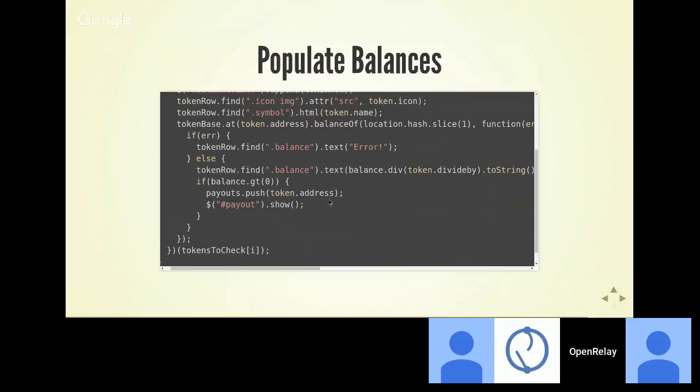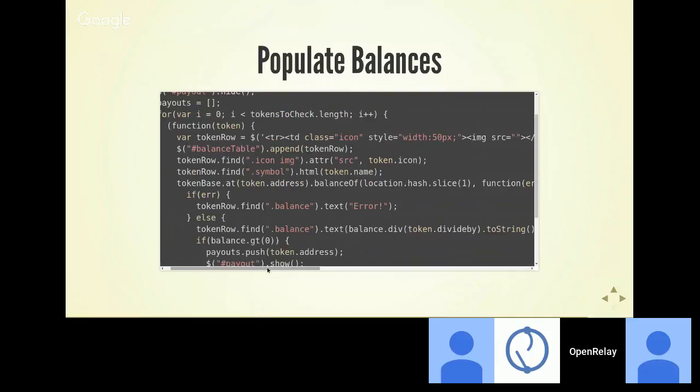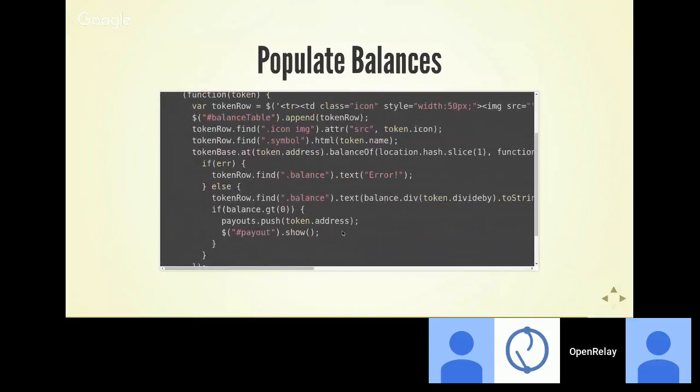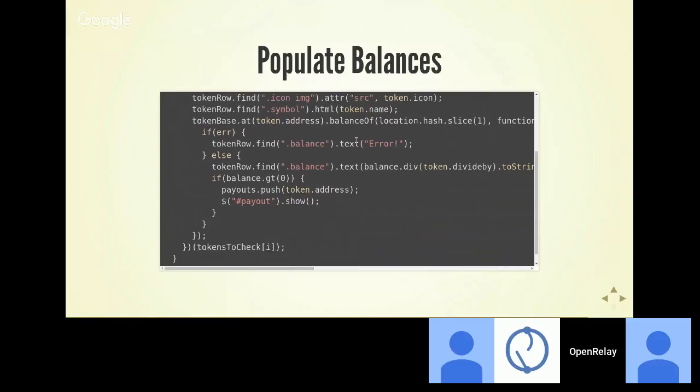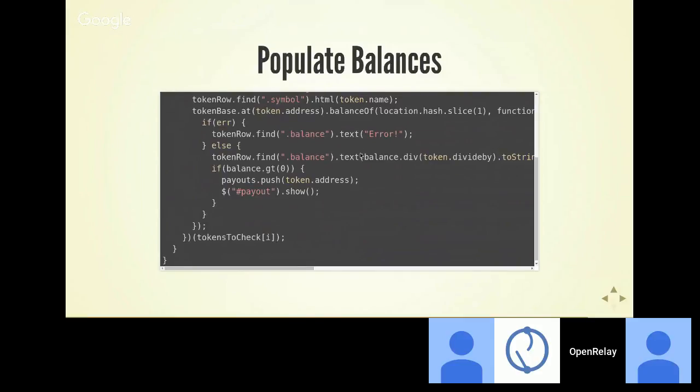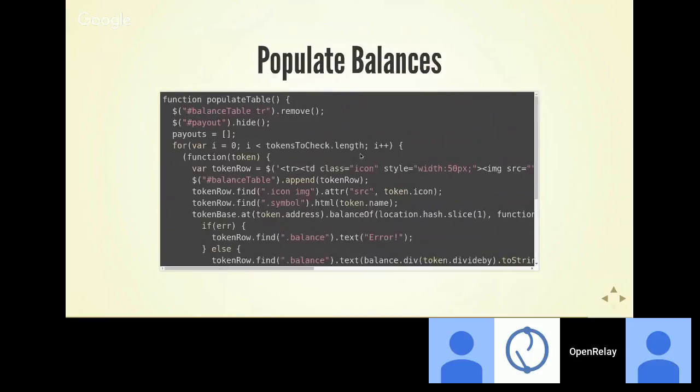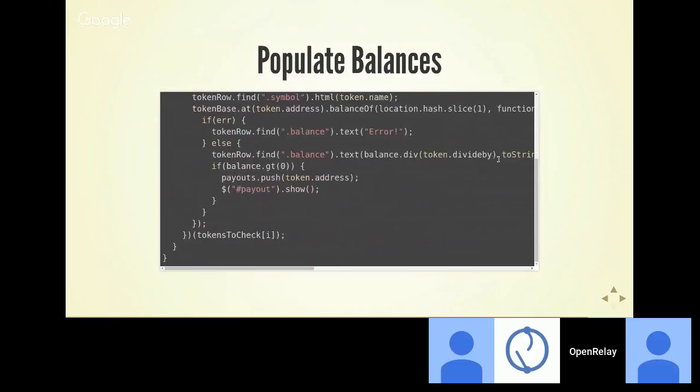show the payout element. Remember, we hid the payout button up here. Down here we show it. If we have multiple tokens that have balances, then we end up making the payout button visible more than once. But since there's only one payout button, you still only get one of it. And so, as this populate table function executes, the table gets filled in. The balances pop in a few hundred milliseconds after the rest of the table fills out. And then you have a dashboard with all of your balances. Any questions about the balance table?